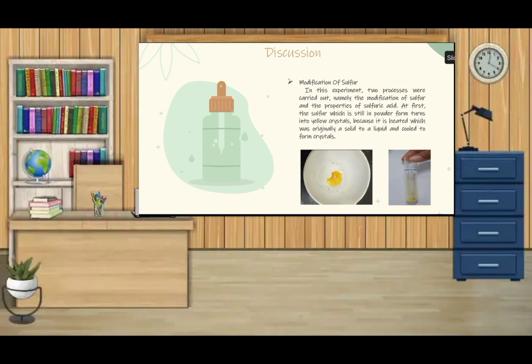Discussion: First, modification of sulfur. In this experiment, two processes were carried out, namely the modification of sulfur and the properties of sulfuric acid. At first, the sulfur, which is still in powder form, turns into yellow crystal because it is heated, changing from a solid to a liquid, and cooled to form crystal.